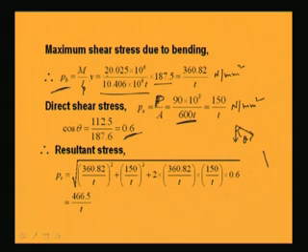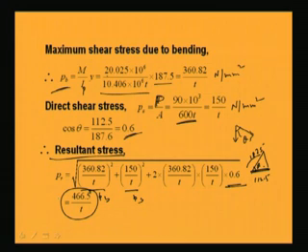That means cos theta: 187.5 is the radial distance and this distance is 112.5, so cos theta is 112.5 by 187.5, equal to 0.6. Now the resultant stress can be found from the equation: square root of PS square plus PB square plus 2 PS PB into cos theta. PS and PB values are given, this is PS and this is PB. After calculating this, the resultant stress comes to 466.5 by T MPa, Newton per millimeter square.